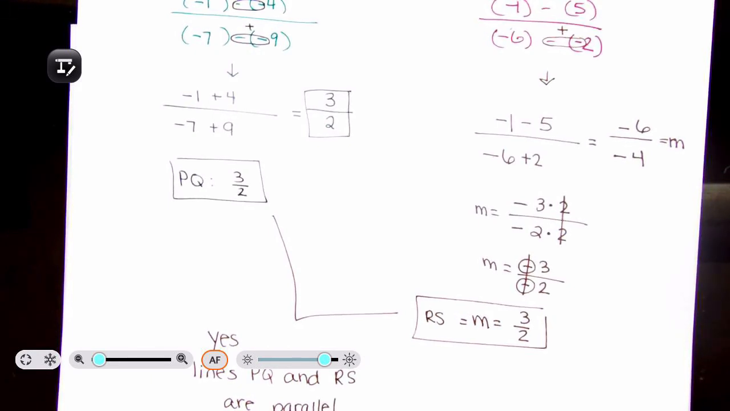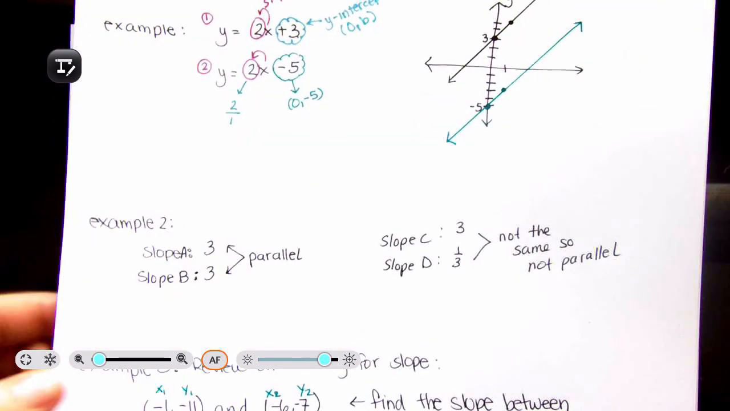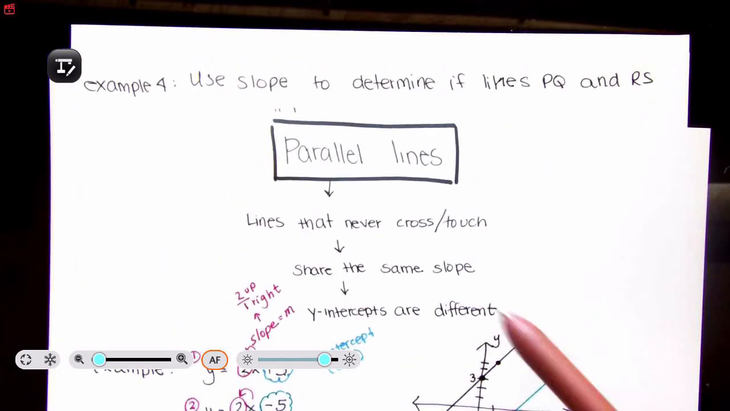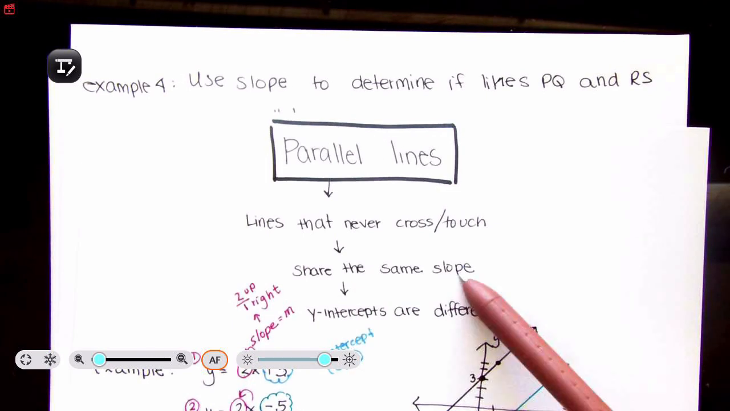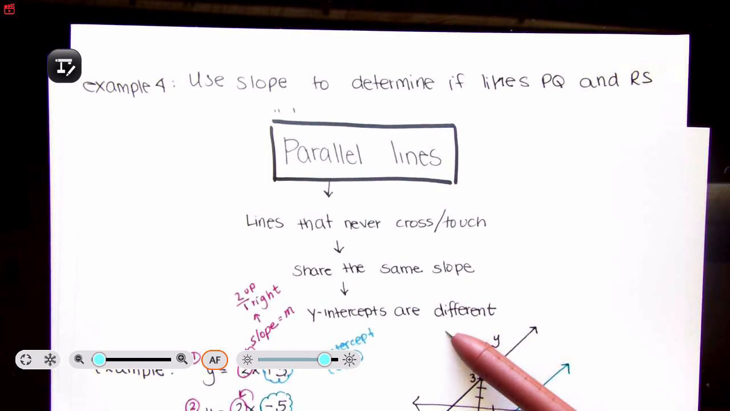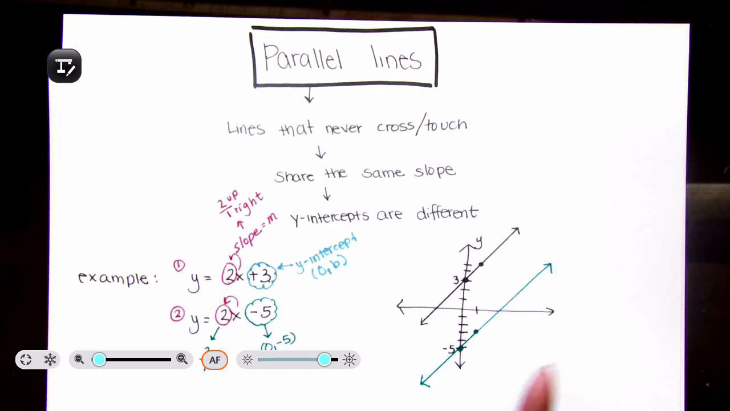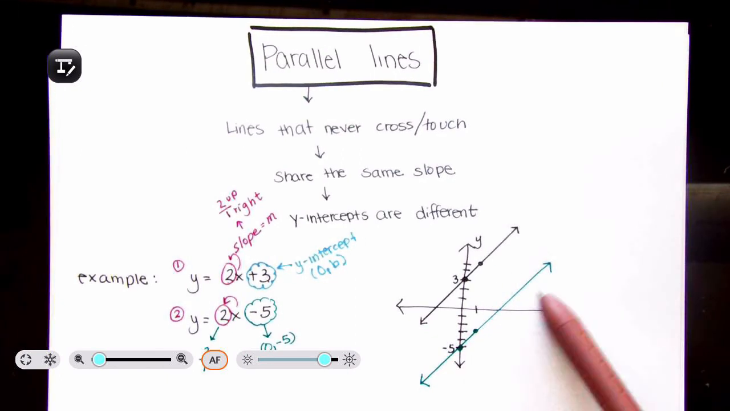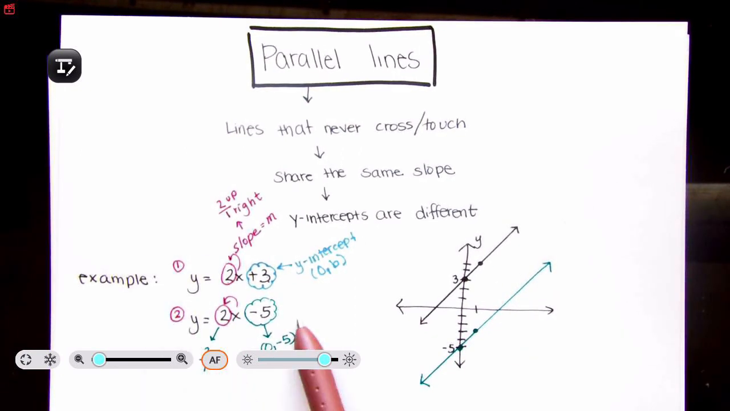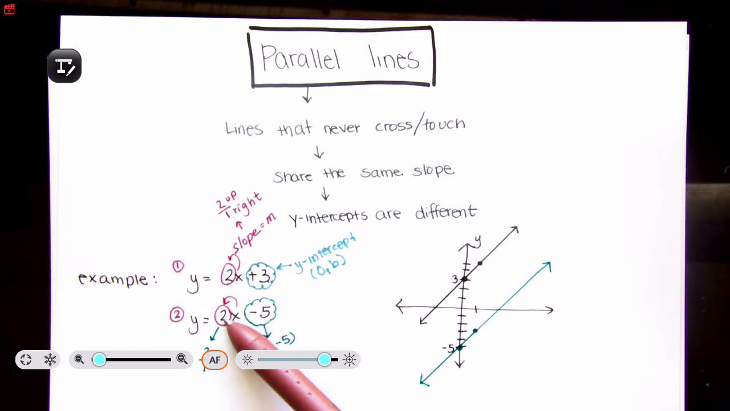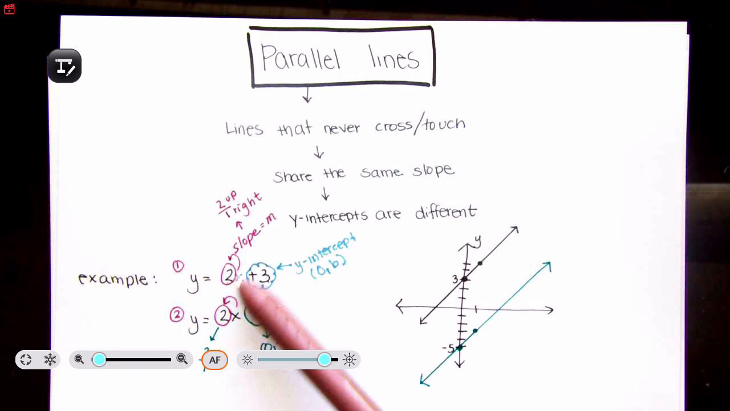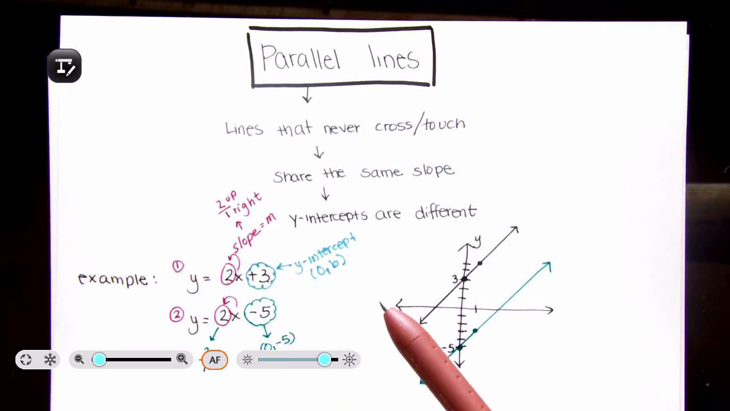Let's do a recap before we conclude this video. Parallel lines are lines that never cross or touch. They share the same slope, but the y-intercepts are different. Where they cross on the y-axis is different, but their rate of change is the same. When you have an equation in slope-intercept form, in order to determine if two lines are parallel, the number in front of x has to match, the slope has to match, and the numbers after x are your y-intercept.